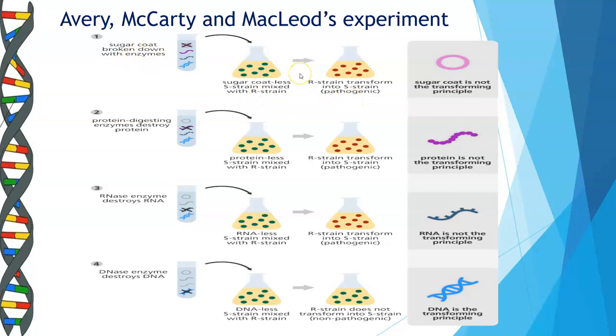This they further confirmed by discovering that protein digesting enzymes, proteases, and RNA digesting enzymes, RNases, did not affect transformation. So the transforming substance was neither the protein nor the RNA. When they added the DNA digesting enzyme, there was inhibition of transformation. The experiment proved that the transforming principle is DNA, but all biologists were not convinced.